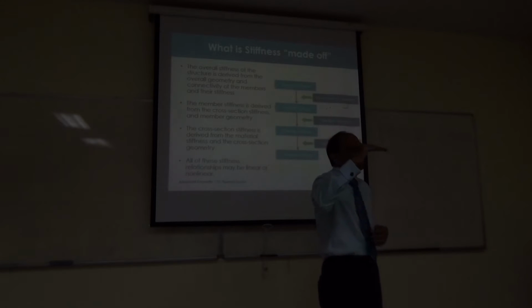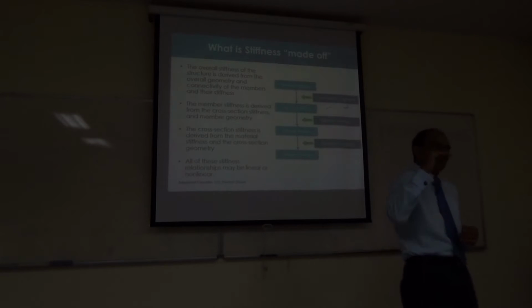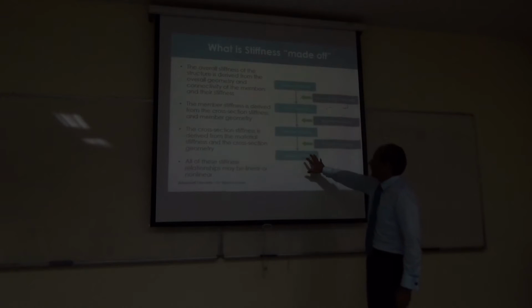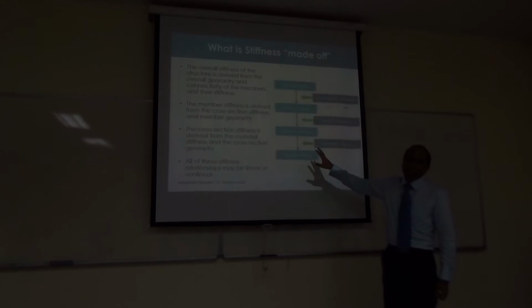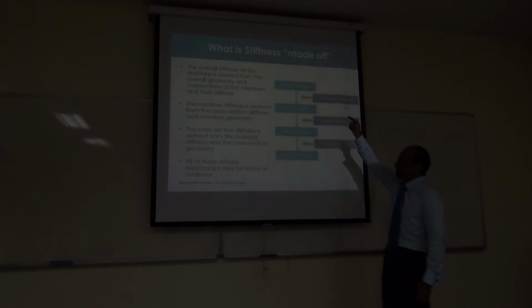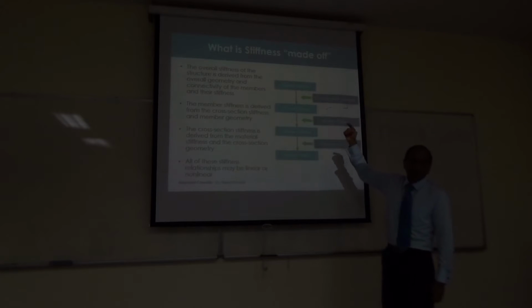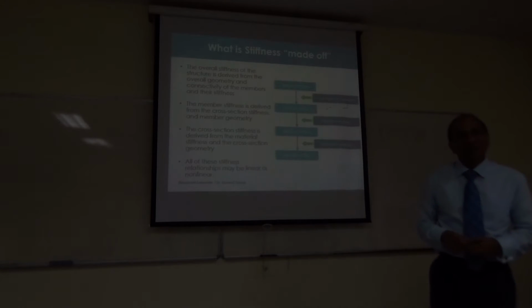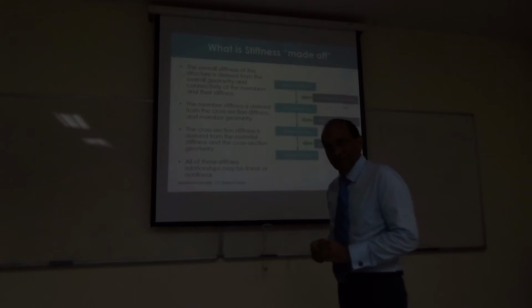So progressively, from one step to the next step to the next step, we are adding the structure. And finally, the stiffness of the structure is a collection or summation of the material stiffness, cross-section geometry, member dimensions, member stiffness, and then the number of members and structure stiffness. So that is the overall, that's how the structure stiffness is defined, right?